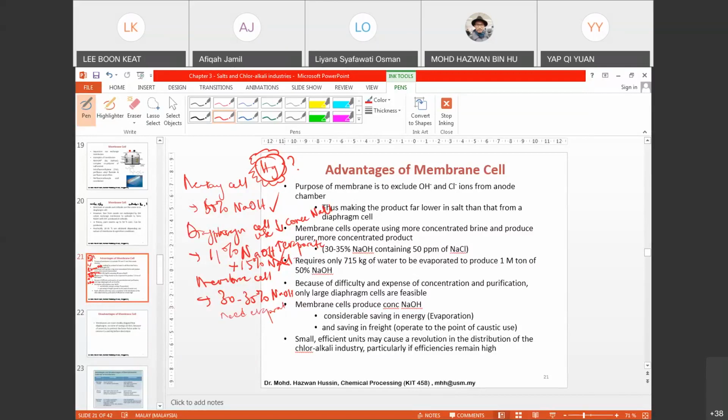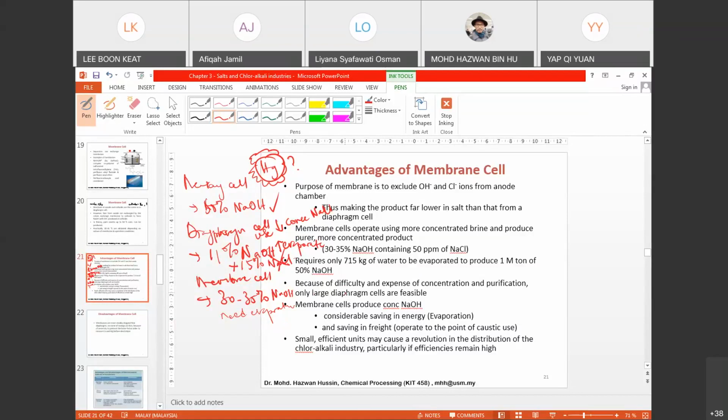Okay, so you can see over here it requires only 715 kilos of water to be evaporated to produce 1 megaton of 50% sodium hydroxide. So even though there's still a need for evaporation, the amount required to remove water will be less, which means the energy or the electricity needed for evaporation will be less as well.